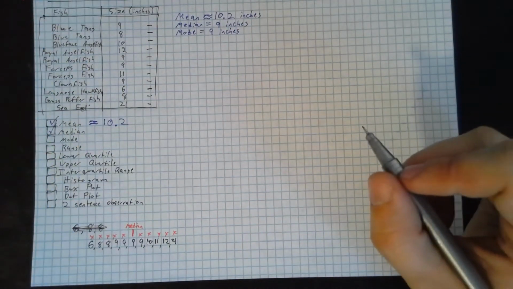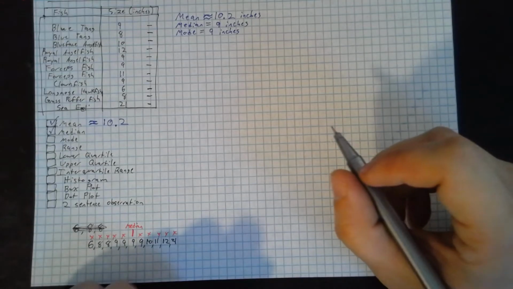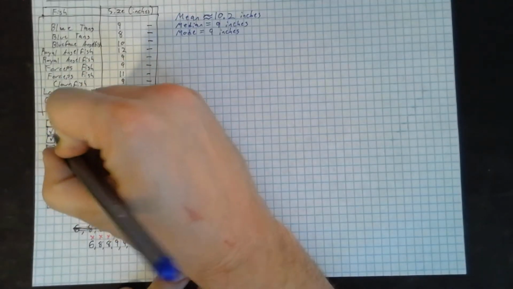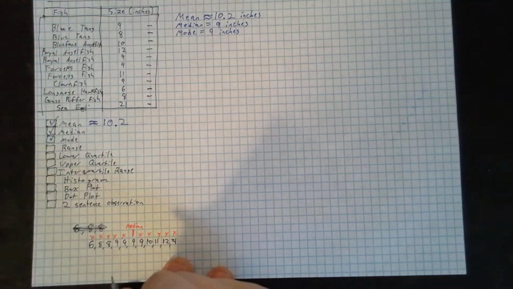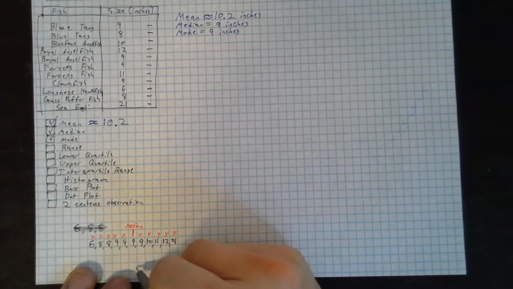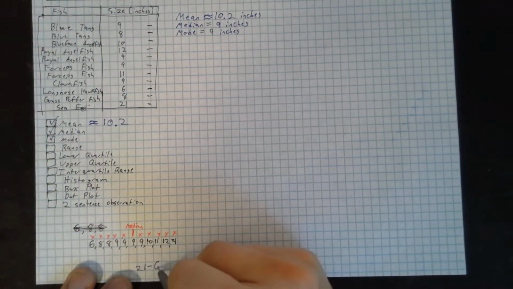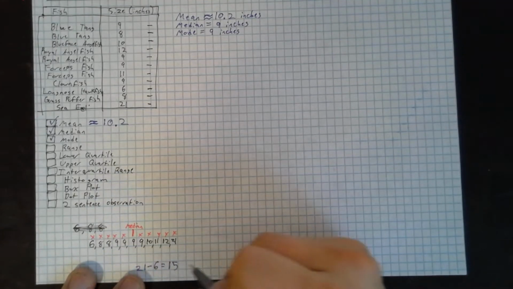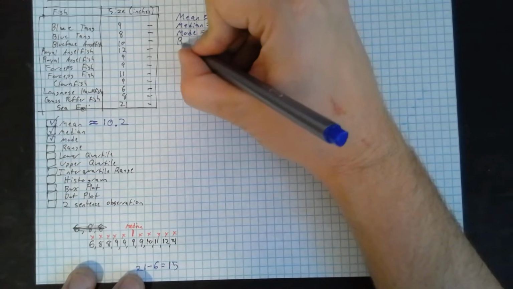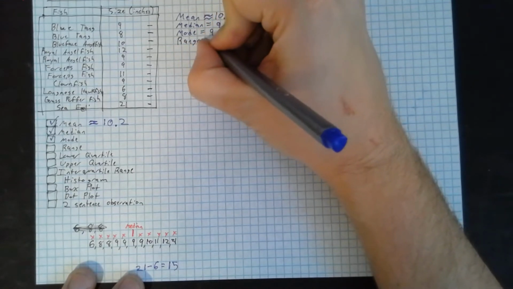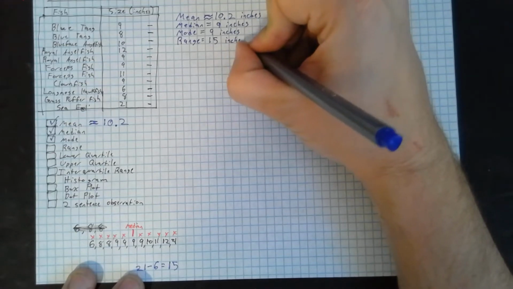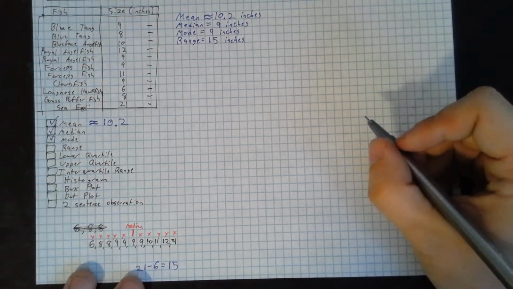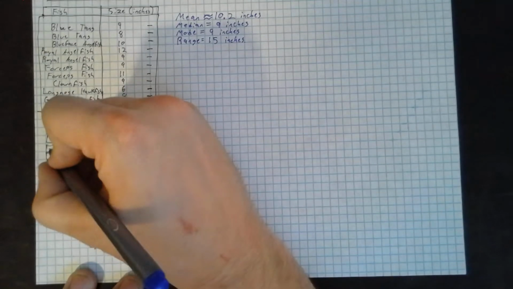All right. After that comes my range. And my range is just going to be my largest number minus my smallest number. So for the range, I'm just going to do 21 minus 6, which if I did that correctly, I should get 15 inches. So for my range, I should get an answer of 15 inches. There we go. So range is done.